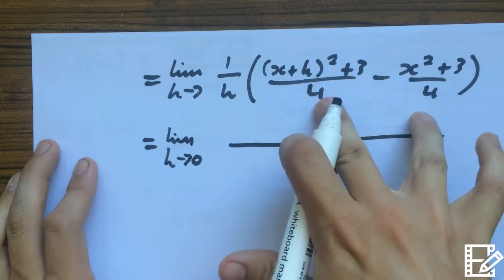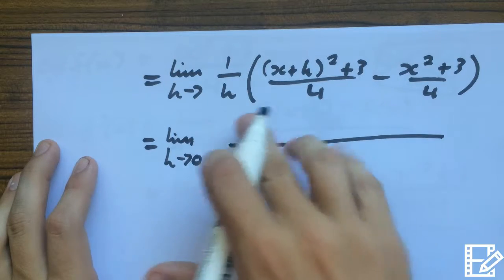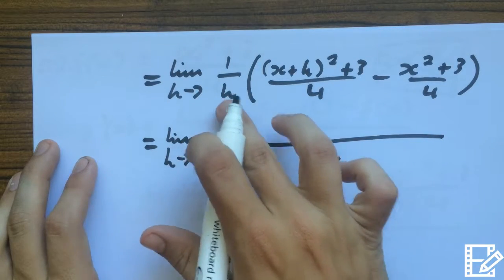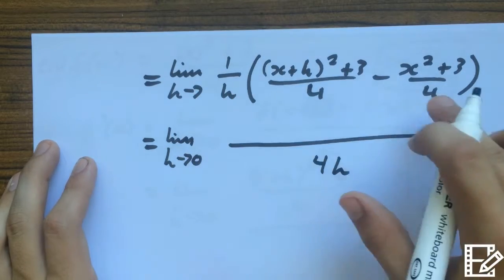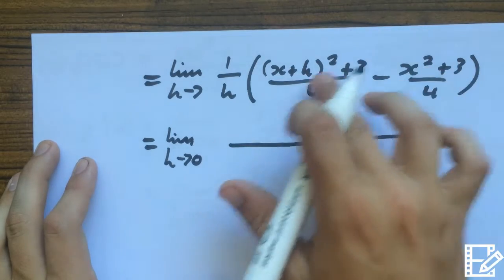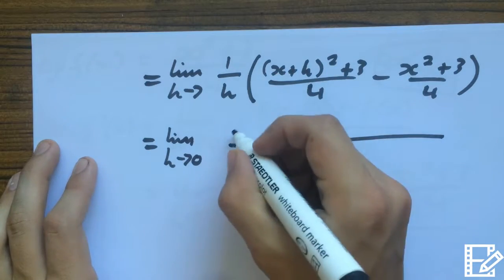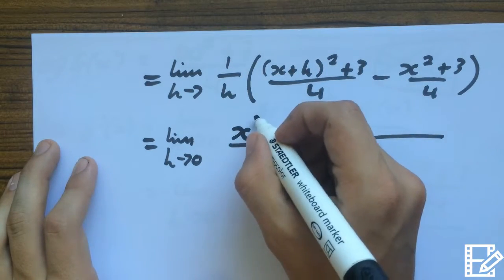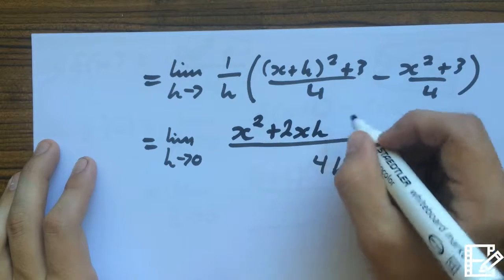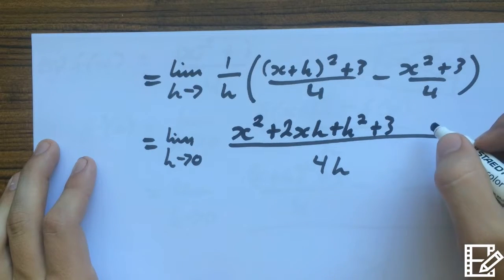Because these have both got the same denominator, you can actually join it already, but I'm going to do it in one step now. Because if I multiply h onto that and h onto that, they'll both have the same denominator, so I can put this minus up here and join it together. We'll expand these brackets out, just like before. We have x squared plus 2xh plus h squared plus 3.